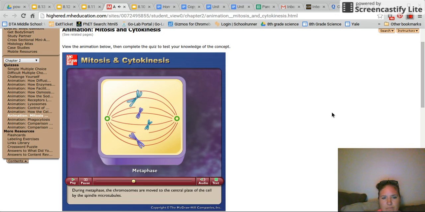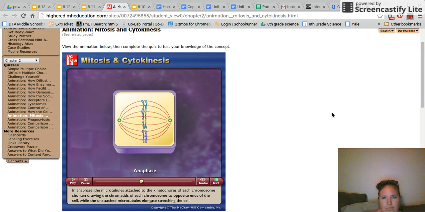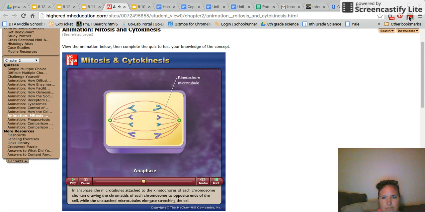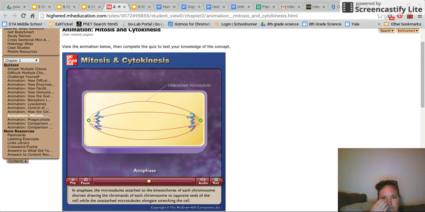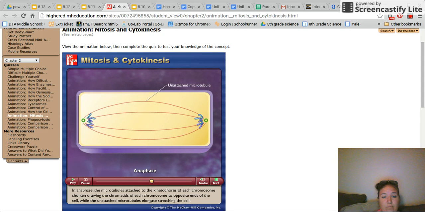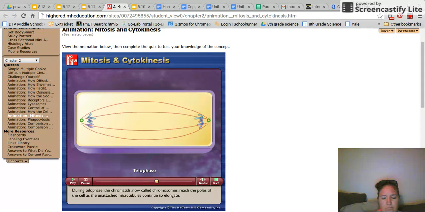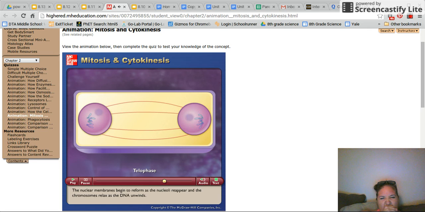During metaphase, the chromosomes are moved to the central plate of the cell by the spindle microtubules. In anaphase, the microtubules attached to the kinetochores of each chromosome shorten, drawing the chromatids of each chromosome to opposite ends of the cell, while the unattached microtubules elongate, stretching the cell. During telophase, the chromatids, now called chromosomes, reach the poles of the cell as the unattached microtubules continue to elongate. The nuclear membranes begin to reform as the nucleoli reappear and the chromosomes relax as the DNA unwinds.